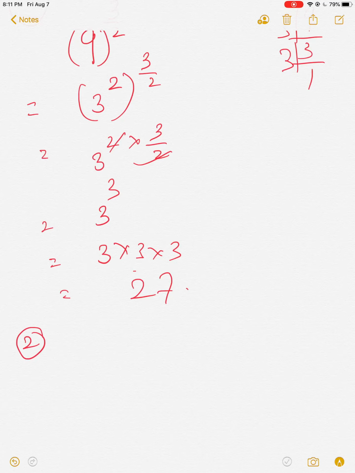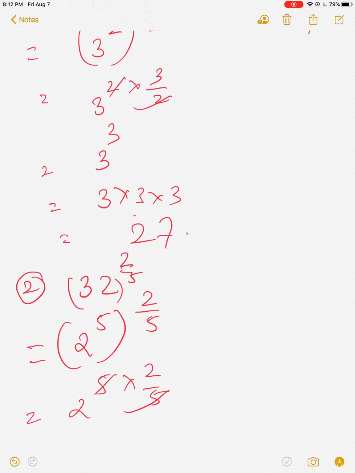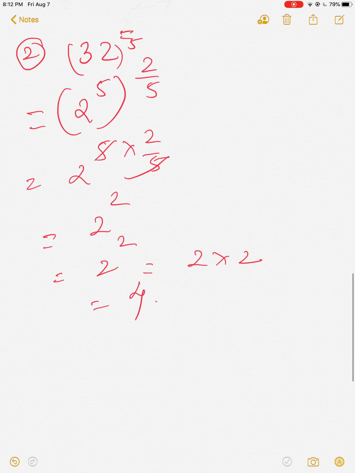Next problem. In this second problem is 32 raised to power 2 upon 5. Already I told you 32 can be written as in the previous, 2 raised to power 5. Okay, 2 raised to power 5, 2 raised to power 5 into 2 upon 5. 5 will be cancelled. 2 square. What is 2 square? 2 square is equal to 2 into 2. So our answer is 4.